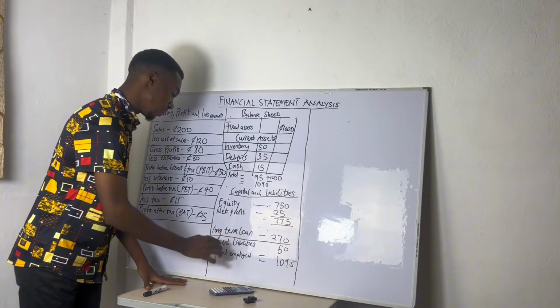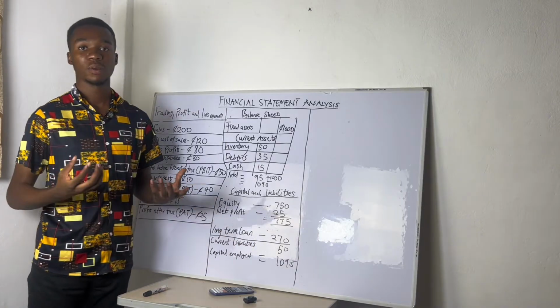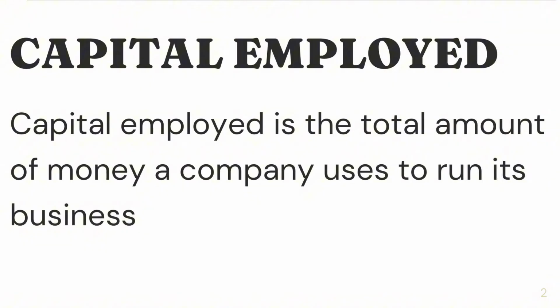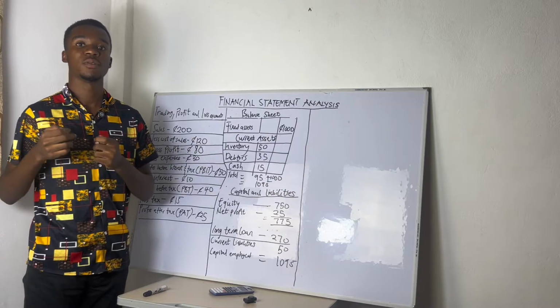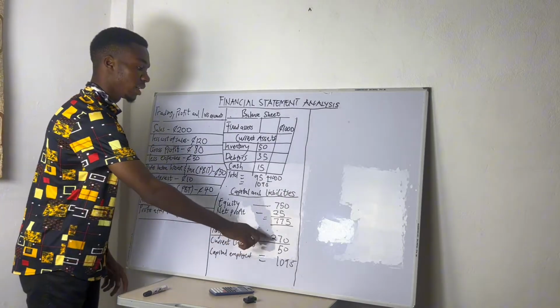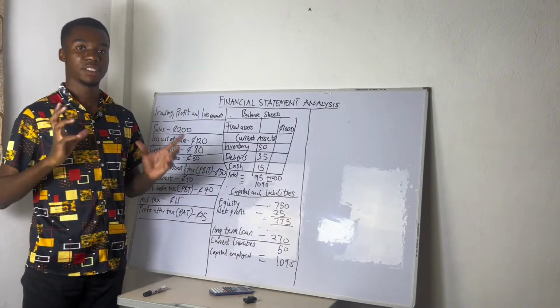And the last one is the capital employed. So the capital employed is how much you're using to run the daily affairs of the company. So the capital, every amount of money you have invested to ensure the smooth running of the company, that one is 1,095. So yes, that's basically about it.